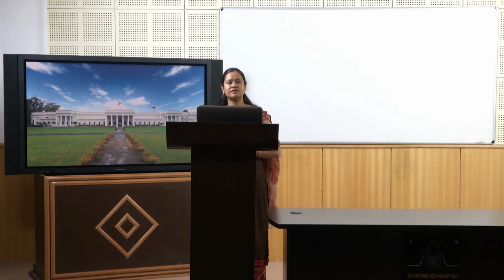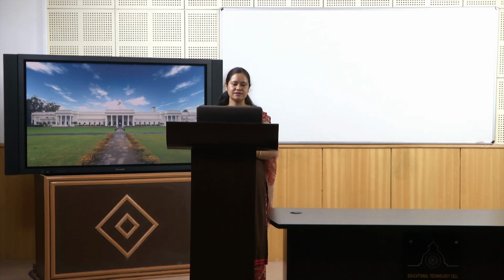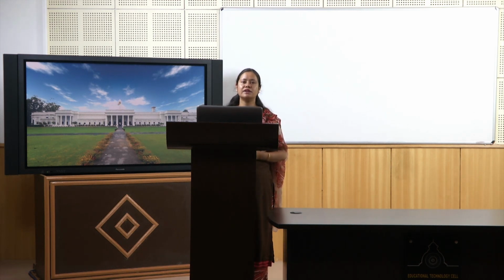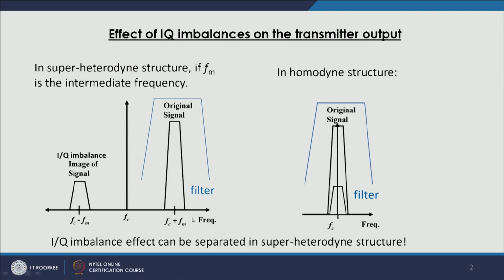So, what happens because of this IQ imbalance? We also discussed earlier that if we are not considering even the power amplifier nonlinearity and only this IQ imbalance in the modulator path is in focus, then if we are dealing with the intermediate frequency, you will see your original signal at Fc plus Fm, where Fm denotes your intermediate frequency. Because of the IQ imbalance, you will see an image of this signal at Fc minus Fm. The higher the IQ imbalance, the higher will be the magnitude of this image signal.